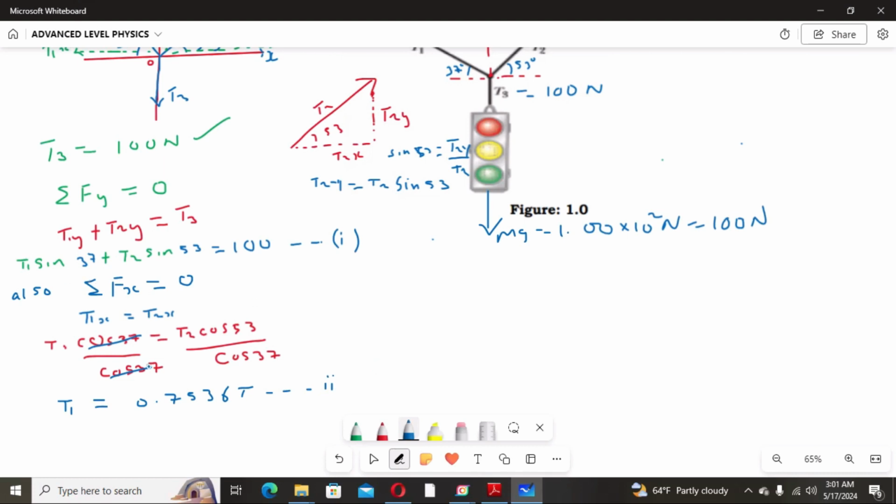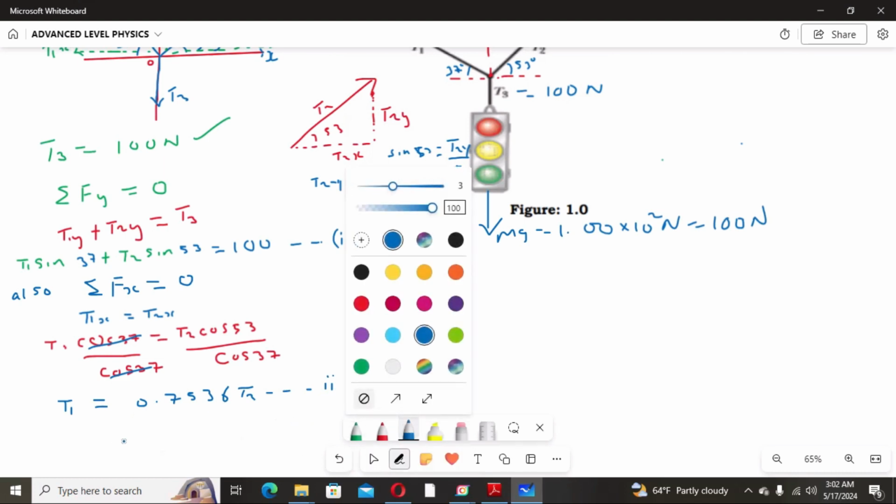Now we have T2 in the first equation and T2 in the second equation. We have T1 in the first equation and T1 in the second equation. I can say physics ends there. The remaining part is just mathematics. We have to solve the two equations simultaneously. So in this case, we've made T1 the subject already. So we are just going to substitute equation 2 into equation 1, solving by substitution.